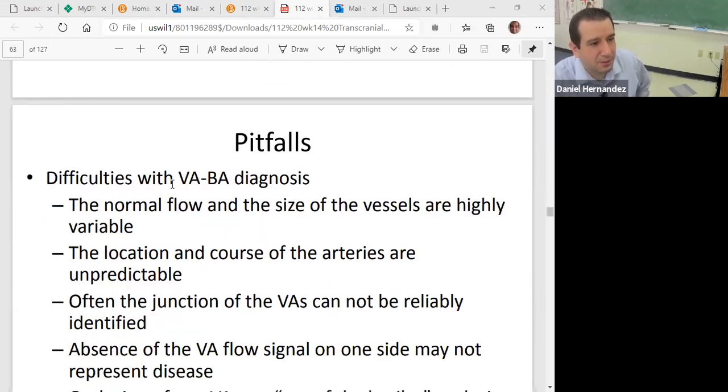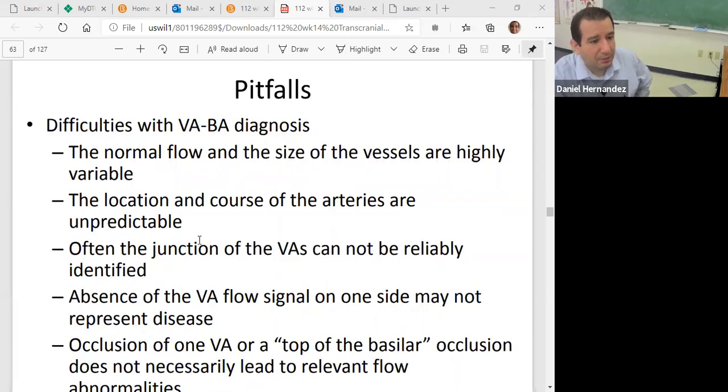Pitfalls, difficulties with vertebral artery and basilar artery diagnoses. So normal flow and size of the vessel are highly variable. You saw that when we were here in the lab scanning people's vertebral arteries. Some people had nice large vertebral arteries. Other people have very small vertebral arteries. So the size and normal flow volumes within the vertebral arteries can be variable. The location and course of the arteries are unpredictable. And often the junction of the vertebral arteries cannot be reliably identified.